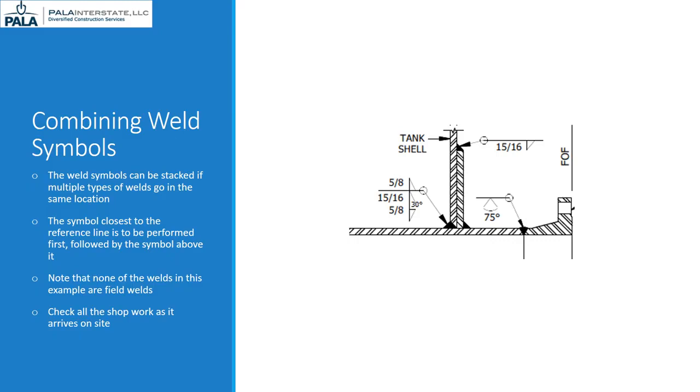There is not a black flag attached to the weld symbol where the arrow and the reference lines join. You need to go look at these welds before accepting them in the field. Never assume that because they're welding in the shop that they're good. Always double check them.